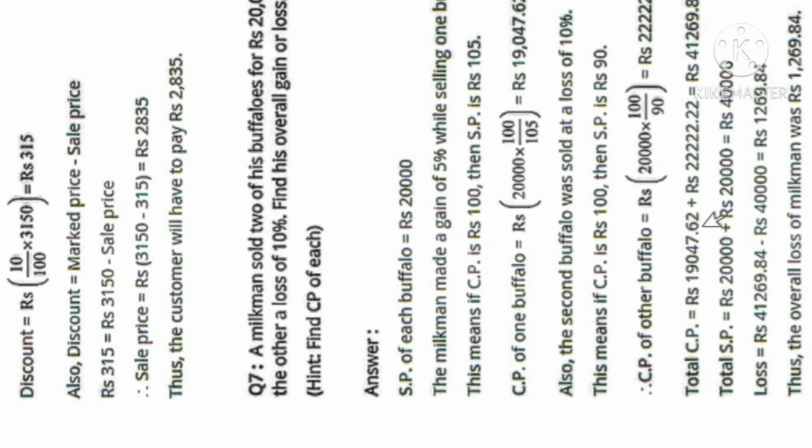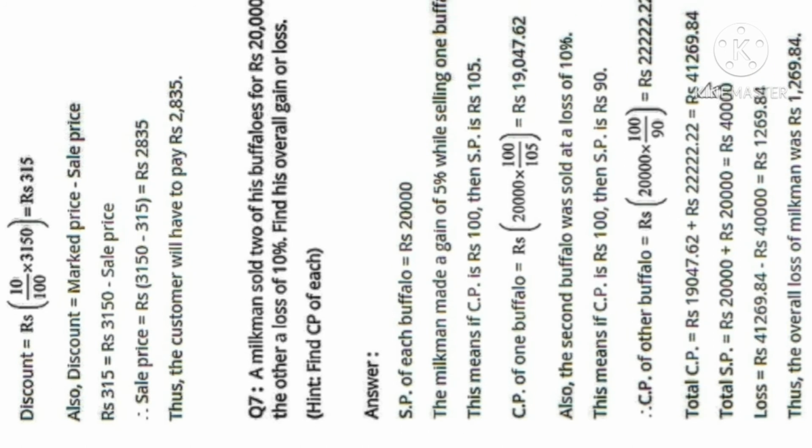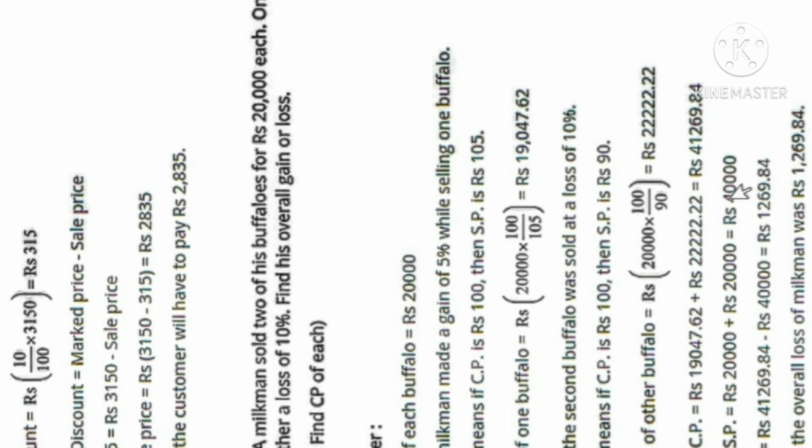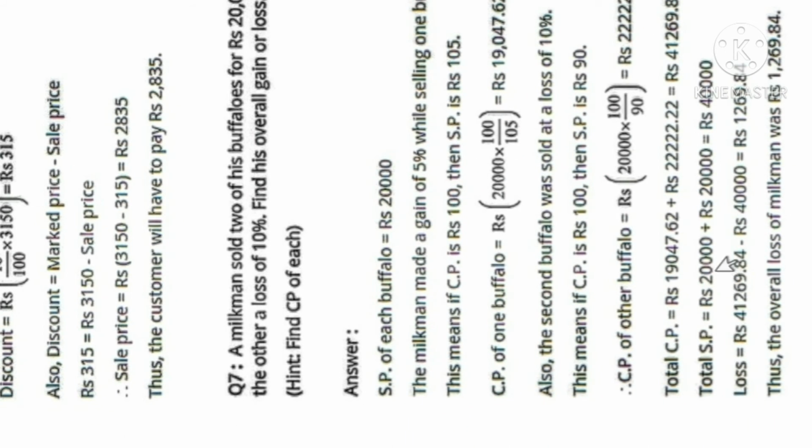19,047.62 plus 22,222.22 equal to 41,269.84. Now SP equal to 20,000 plus 20,000 because both are sold at the same price. So 20,000 plus 20,000, that is 40,000. So loss equal to CP minus SP. So 41,269.84 minus 40,000 equal to 1,269.84. So the overall loss of the milkman was rupees 1,269.84.